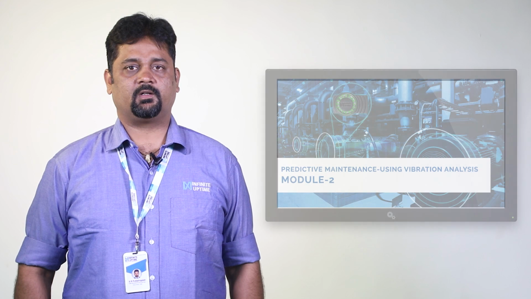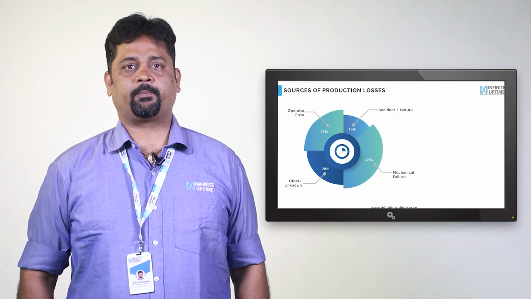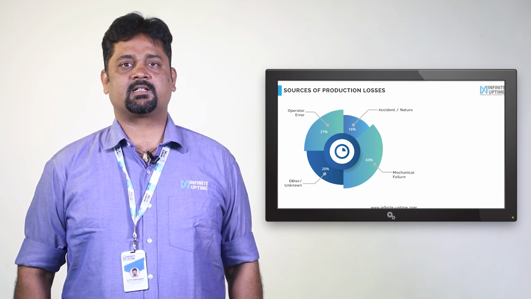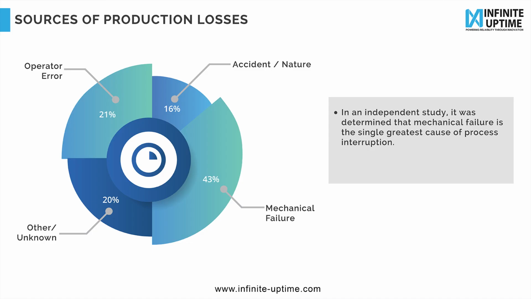In this video, I will simply explain how to start the predictive maintenance program. Before applying our predictive program, let's understand the sources of production losses in a company. In an independent study, it was determined that mechanical failure is the single greatest cause of process interruption. Most often, it is preventable.